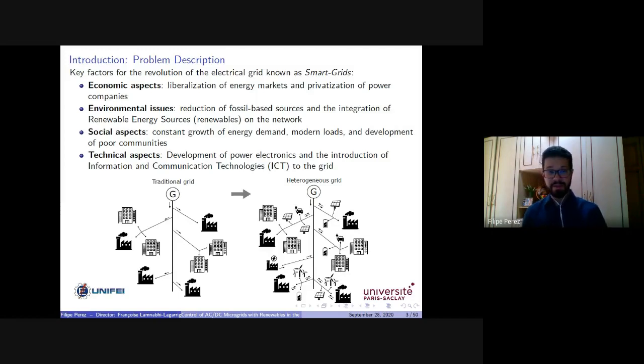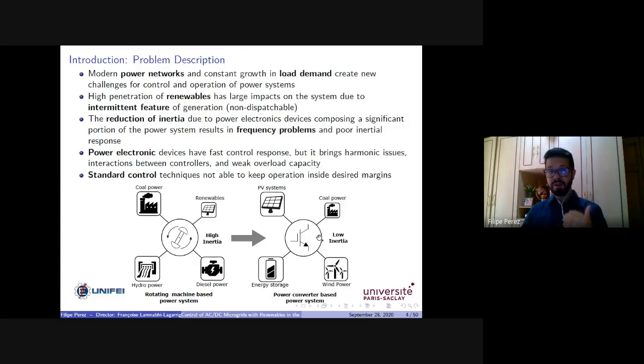And the development of the power electronic devices and the information and communication technologies in the grid compose what we call smart grids. So we are going from a traditional, unidirectional grid to a smart grid composed of a number of elements, and we know that these modern power networks have new challenges for the operation and control of power systems.